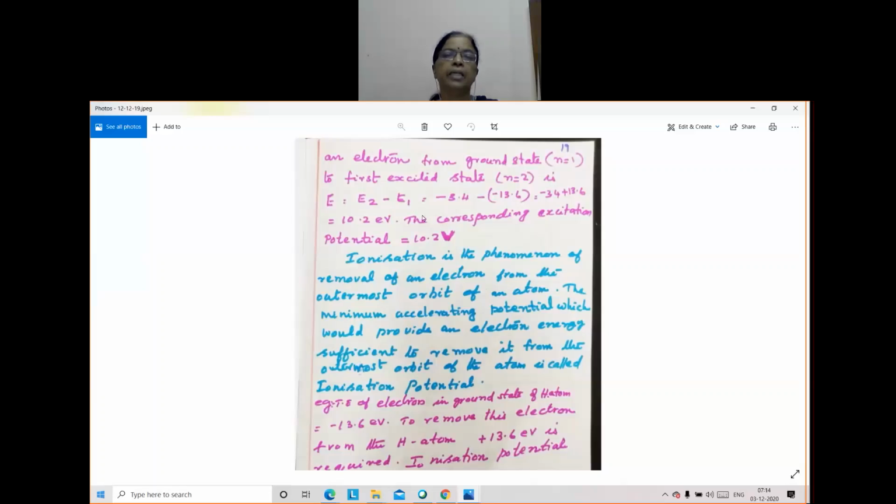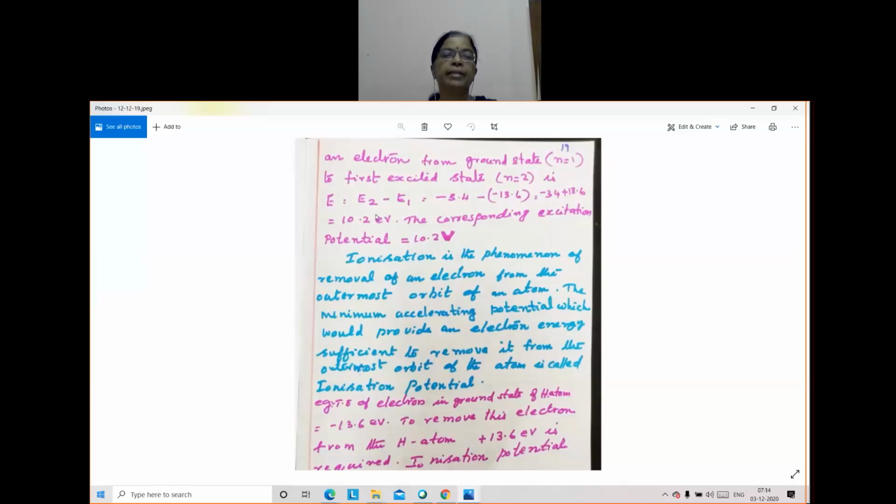So here that difference we got is 10.2 eV. This much 10.2 electron volt energy is required for the electron to jump from ground state to first excited state. So what is the potential? Usually it is a one mark question. 10.2 eV energy is required to jump from ground state to first excited state. Then what is the excitation potential? That is the question. What is the excitation potential corresponding to this?